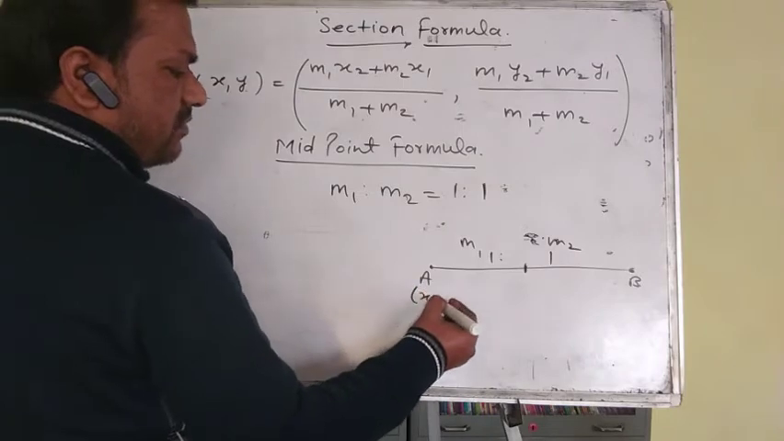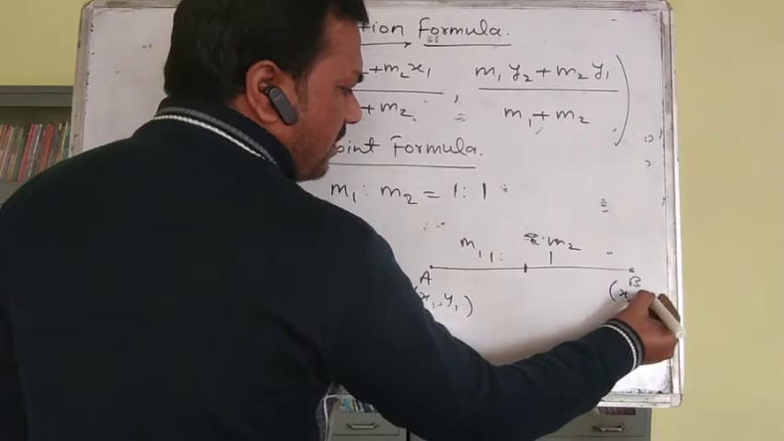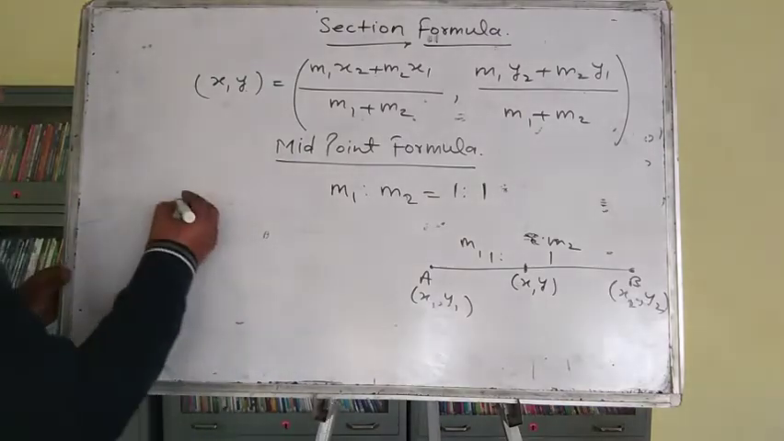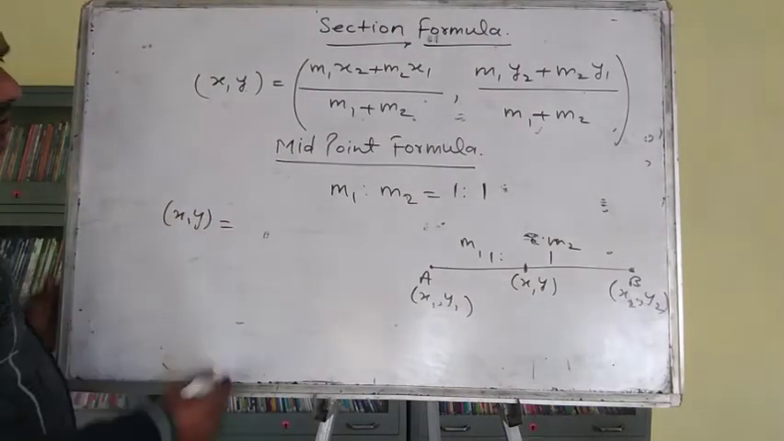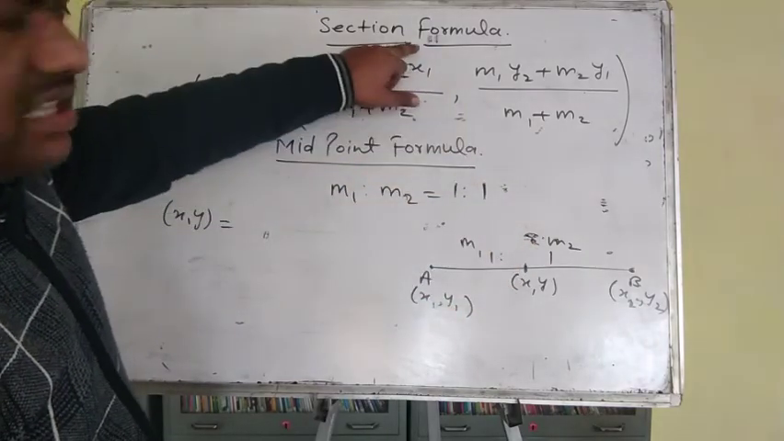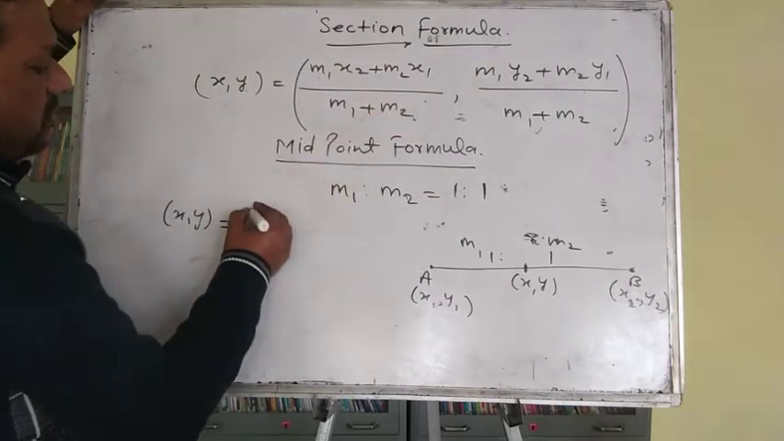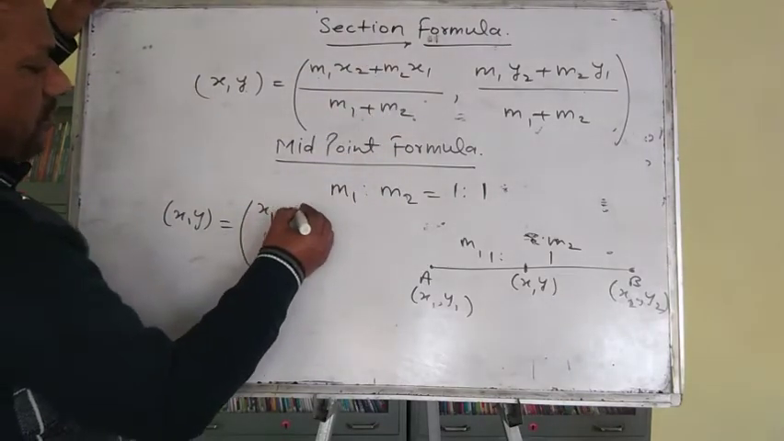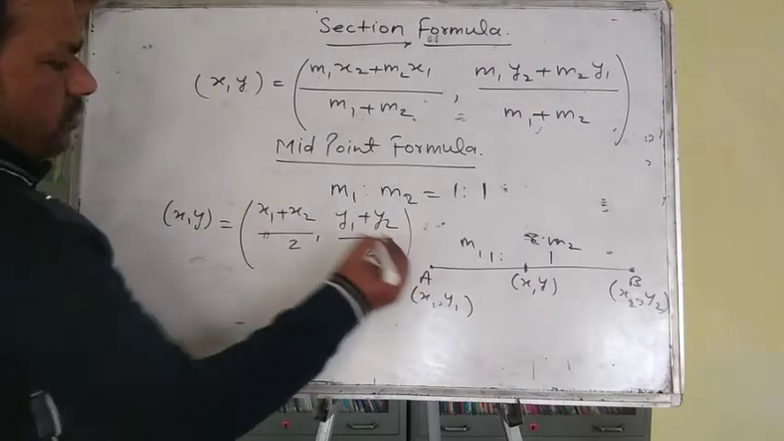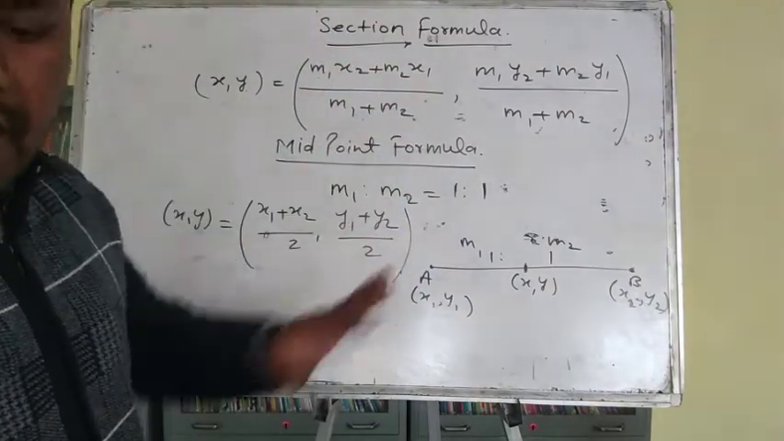So this is x1 comma y1, this is x2 comma y2, and this is the division point, called x comma y. So x comma y is equal to, put m1 is equal to 1 and m2 is equal to 1 in the section formula: x1 plus x2 upon 1 plus 1, that is 2, comma y1 plus y2 upon 2. This is the midpoint formula.